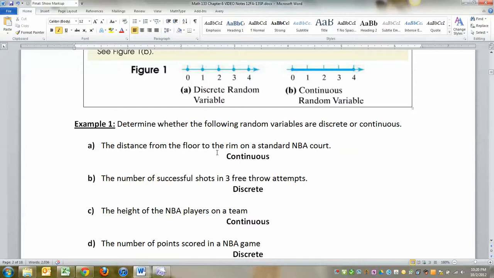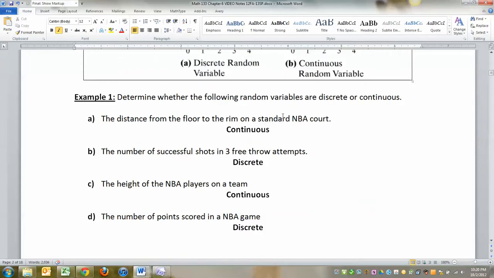All right, so we're going to determine whether the following variables are discrete or continuous. I already wrote them up. Let's see if you understand. The distance, that's something you measure from the floor to the rim on a standard NBA court. That's continuous, right? Because you could get it to be 12.2346 feet.